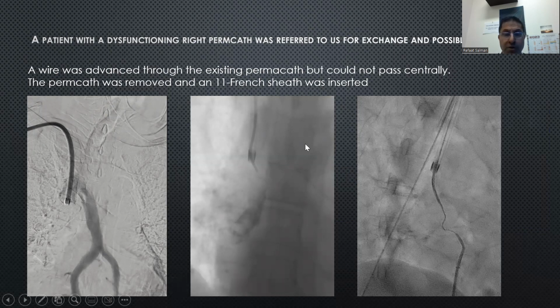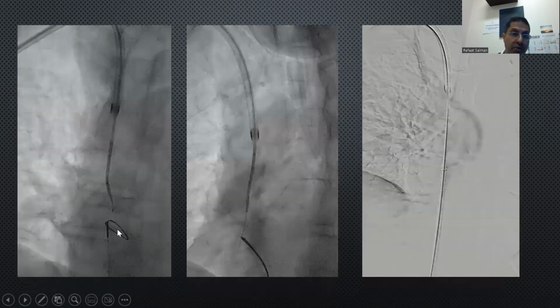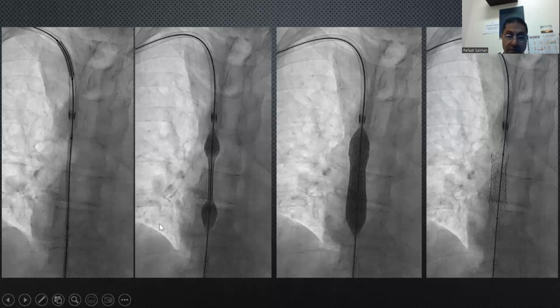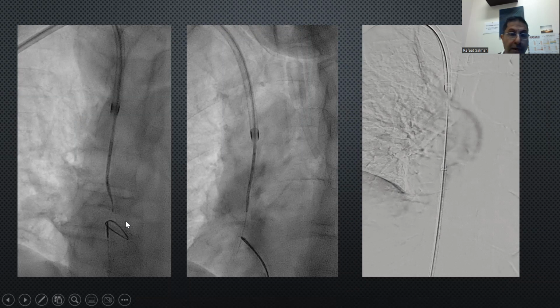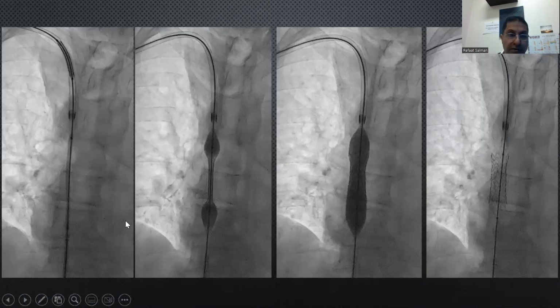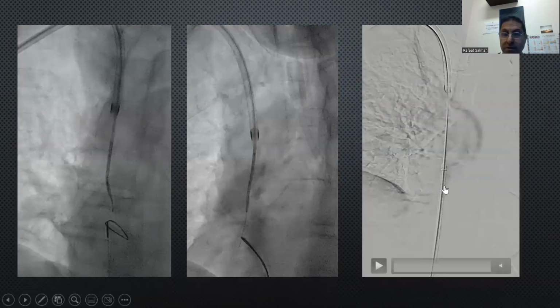We tried to cross from above. It resulted in small extravasation, wasn't possible, so access was gained from the right femoral vein, and we tried to come closer from above and below. A snare was placed from the femoral axis, and with the back end of the wire, the snare was targeted, and the wire was snared.